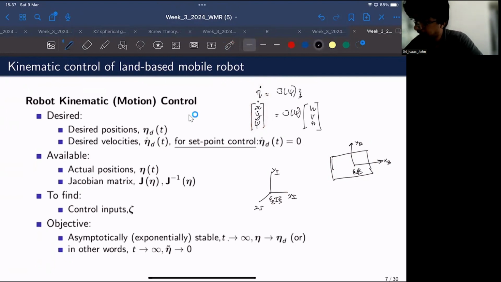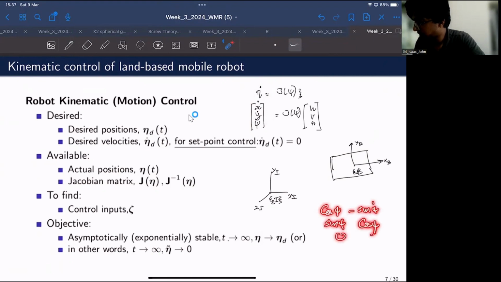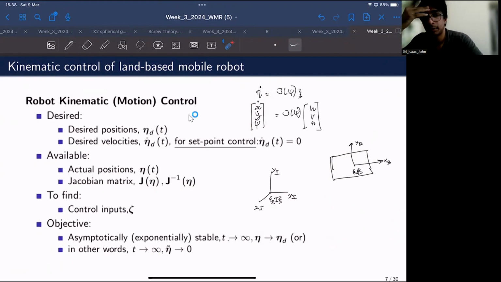And that is what you have specified. You will specify the trajectory using the desired positions and desired velocities. And what are the available data that you have? You have the actual positions, eta of t, which you can obtain from the sensors. And you can also assemble the Jacobian matrix, whether it is J of psi or the inverse of the Jacobian matrix, because you know what it is. It's cos psi, minus sin psi, 0, sin psi, cos psi, 0, 0, 0, 1. This is what the Jacobian matrix would look like, and this is also readily available to us.